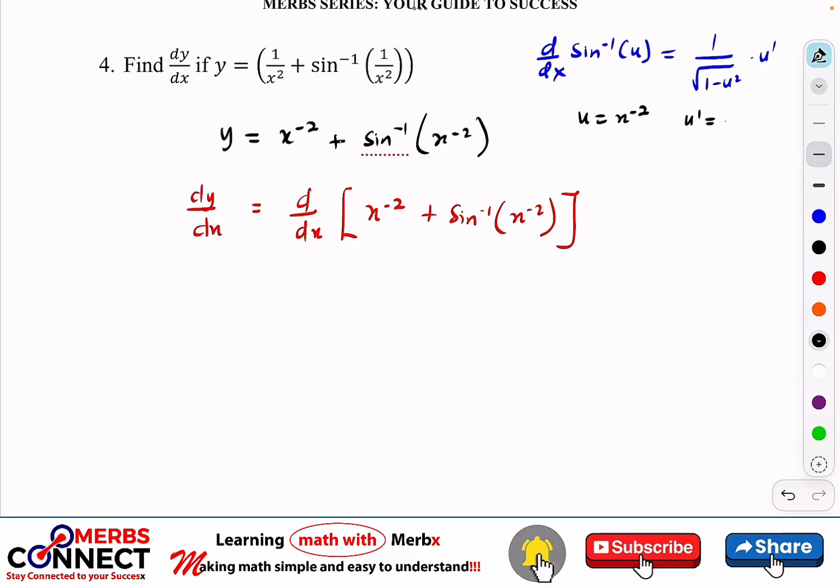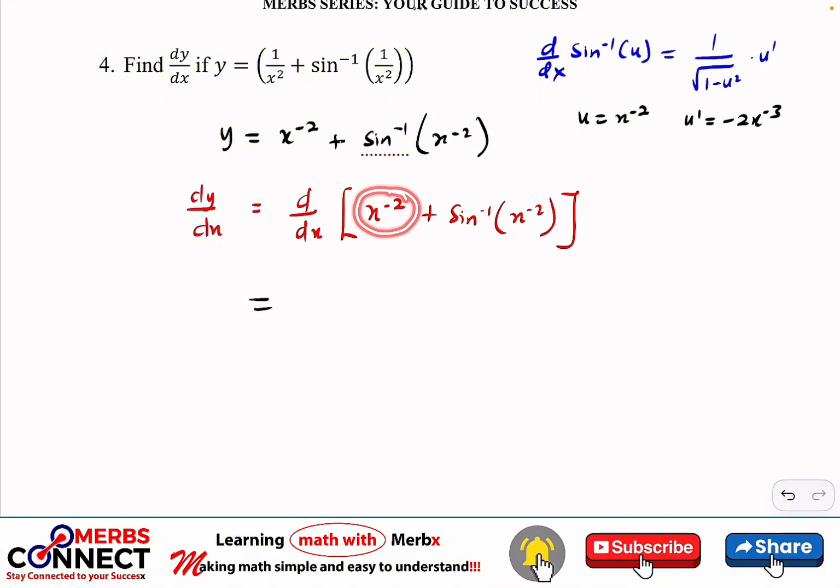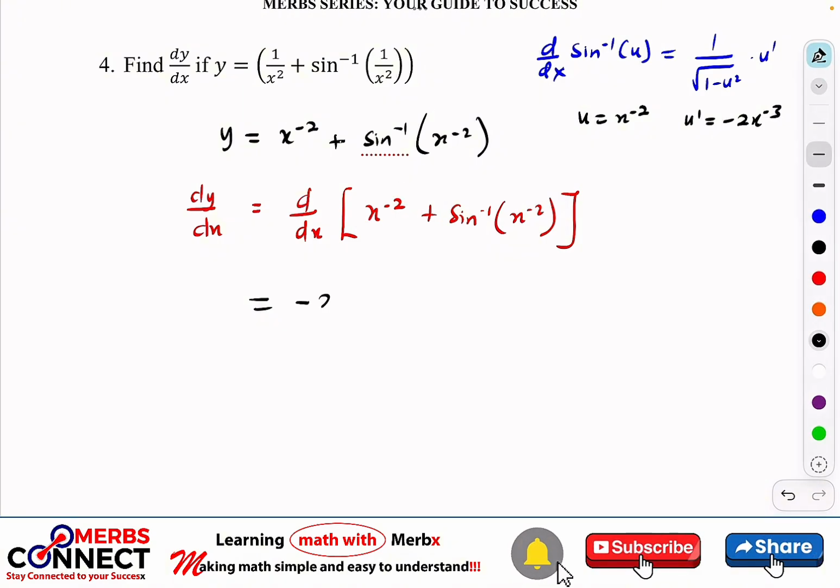Using the power rule, this is going to be minus 2x to the power minus 3. Great. So now let's go through the process. Taking the derivative of this is going to give us minus 2x to the power minus 3 using the power rule. I promise to leave some video links with derivatives if you want to practice more, so you can also check it in the description.